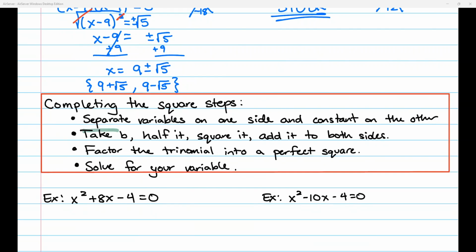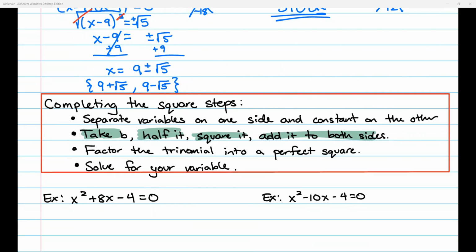You're going to take your b, half it, square it, add it to both sides. I'm going to say that really fast just so it sticks in your head. Take your b, half it, square it, add it to both sides.